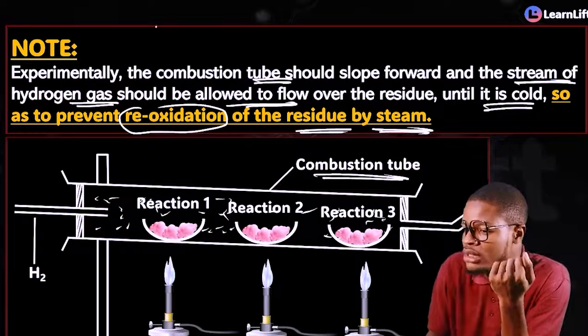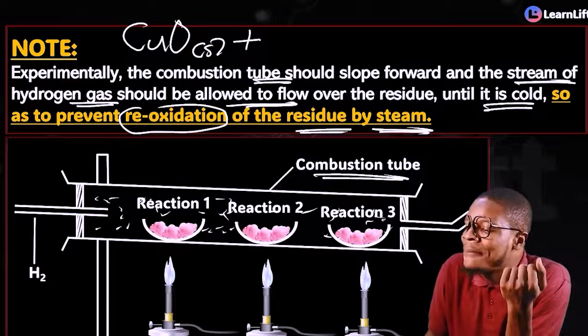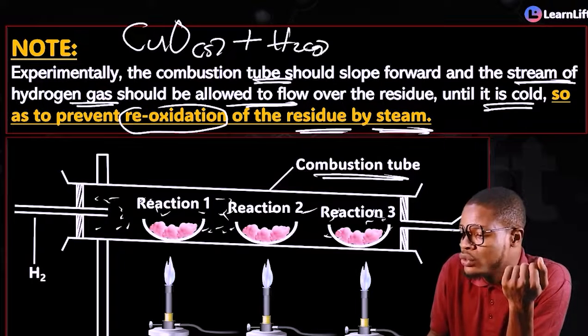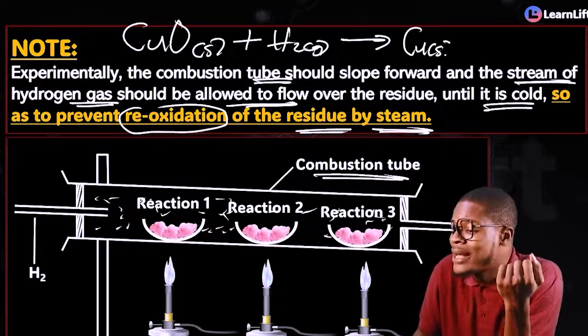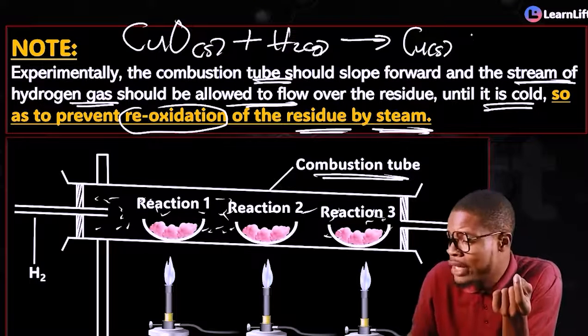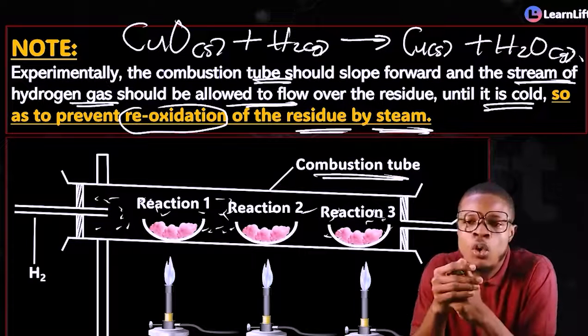Follow me, let me show you something. Your copper(II) oxide, solid. I'm adding hydrogen gas to it. What is it going to give me? It's going to give me nothing but my copper solid, which is reddish brown or brown in color, plus my steam, which is your H2O, gaseous form.